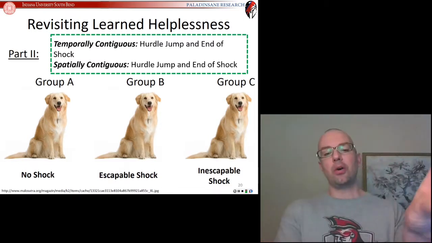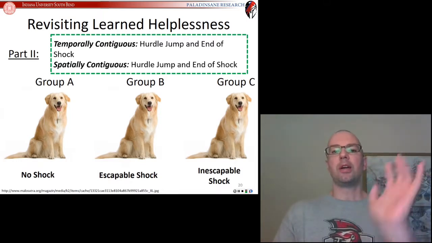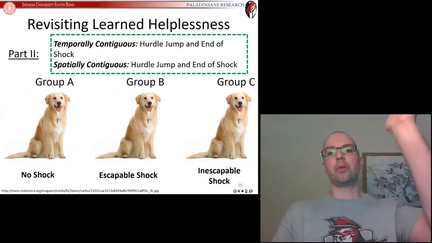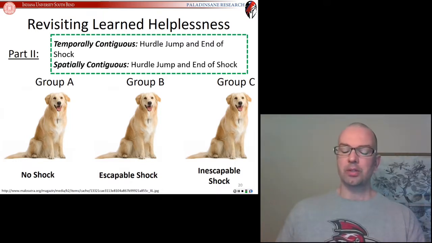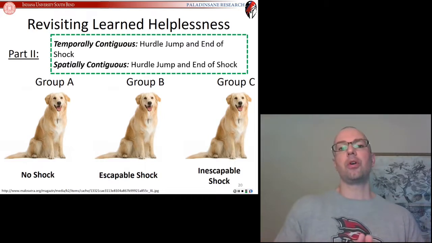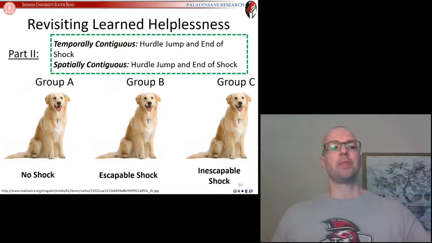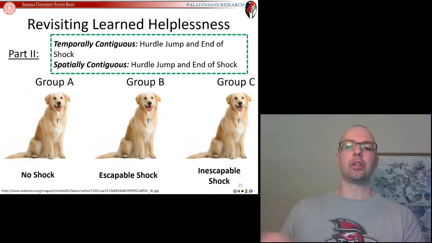And also the tone and the floor, the speaker seemed to be pretty close to the floor. And the closer it was to the floor, the higher the spatial contiguity of learning the association between the speaker and the shock. So once again, in general, we're going to learn some exceptions, but in general, the more temporal contiguity you have and the more spatial contiguity you have, the easier it is to learn associations.